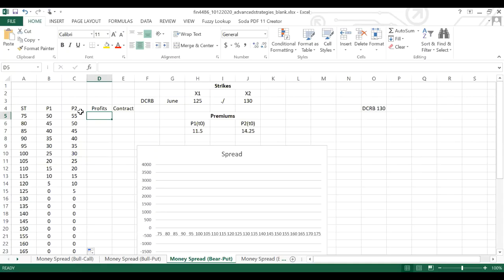In a bull spread, you're buying the low strike, you're selling the high strike. Buying low strike, selling high strike. In a bear spread, you do the opposite. You buy the high strike and you're selling the low strike.